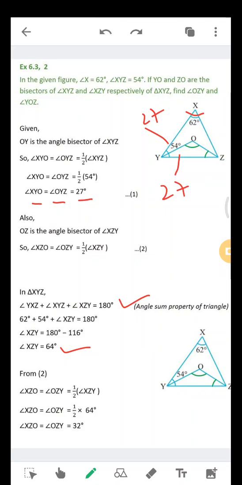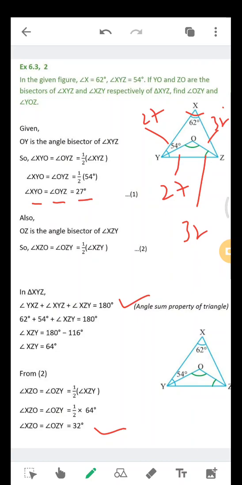So we have got angle XZY. This complete angle is 64. So what will be half of that? That will be 32, and the other part will be 32. Okay, 64 becomes half because OZ is the bisector of this angle. So we have got angle OZY is equal to 32.